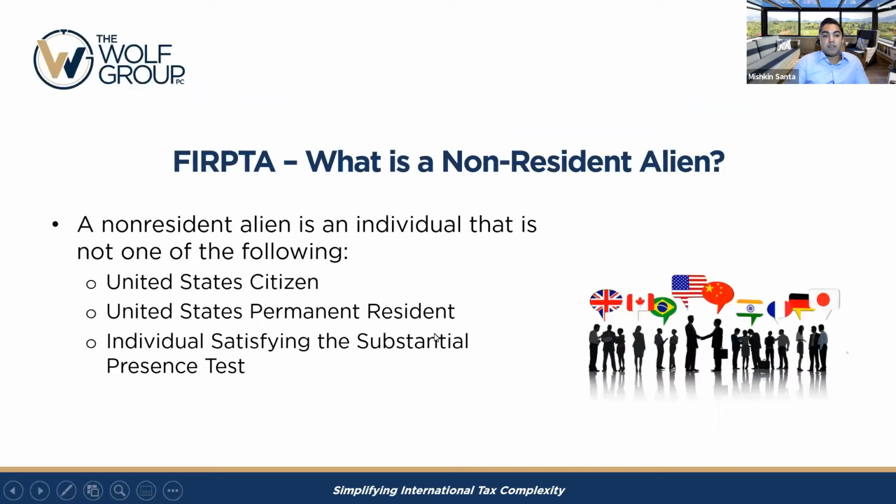Okay, so let's get into the meat and potatoes of the presentation. So the first thing to know is that FIRPTA is going to apply to a non-resident alien. And so you have to define what a non-resident alien is. The way that we define a non-resident alien is we say it's anything that's not a US tax resident. Well, what's a US tax resident? A US tax resident is going to fall into one of three categories. They're either going to be a US citizen, a US permanent resident, otherwise known as a green card holder, or they're going to be an individual satisfying the substantial presence test. Those three categories are technically US tax residents.